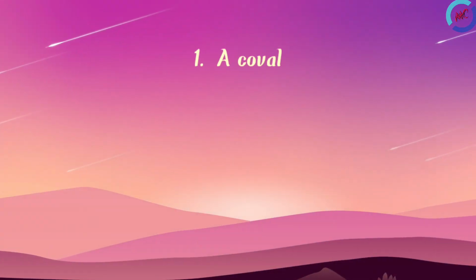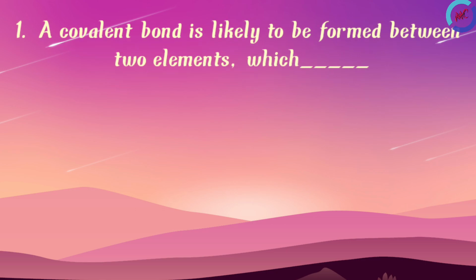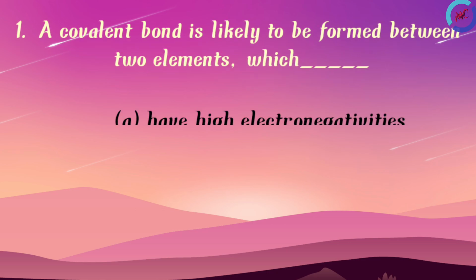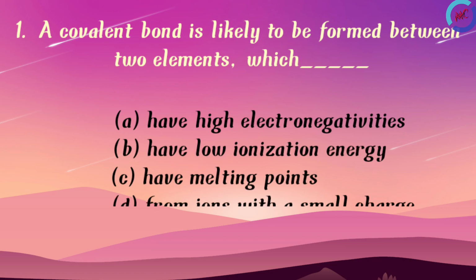Let us check the first one. A covalent bond is likely to be formed between two elements which, option A, have high electronegativities, option B, have low ionization energies, option C, have low melting points, option D, form ions with a small charge.